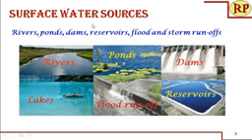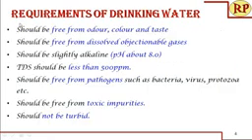We look into what the surface water sources are. Rivers, lakes, ponds, flood runoff, dams, and reservoirs form the surface water sources, because we generally treat surface water for drinking water. There are some standards or specifications for drinking water which vary from country to country, but these are the basic standards.